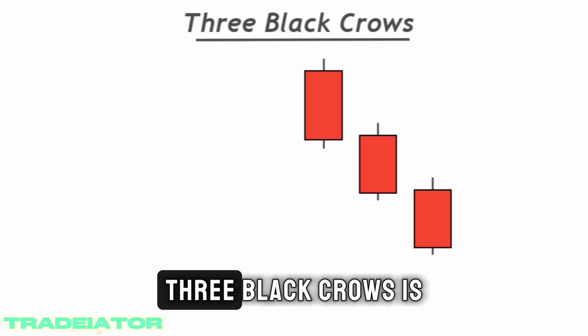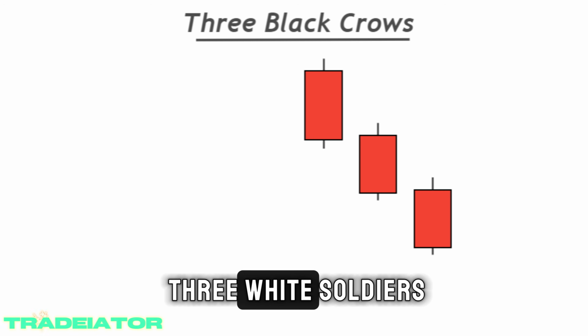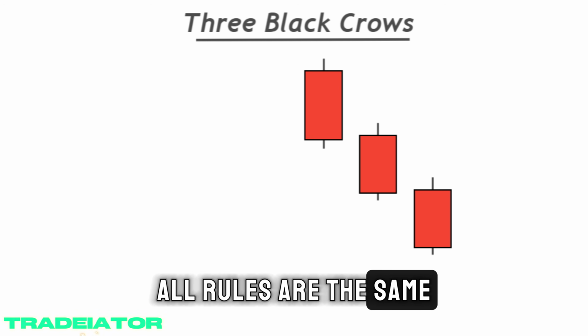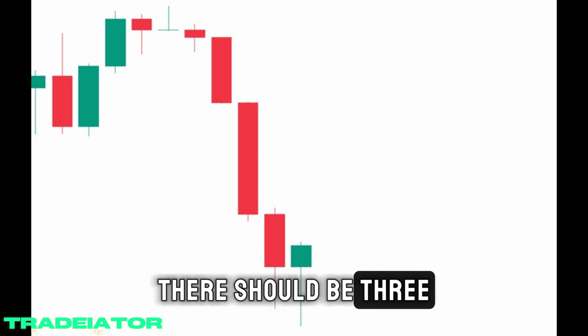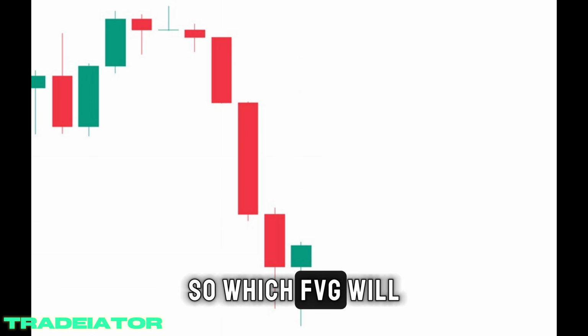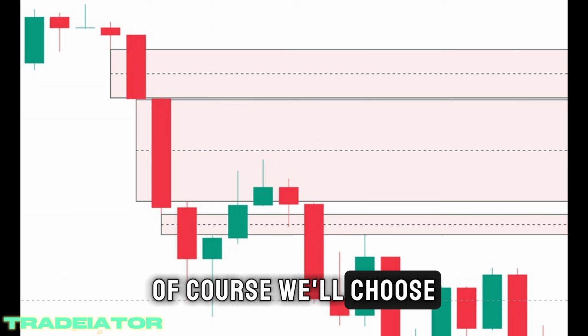Hi traders, 3 black crows is the bearish type of 3 white soldiers. All rules are the same. When this structure forms, there should be 3 consecutive FVGs, so which FVG will we choose? Of course, we'll choose the middle one.